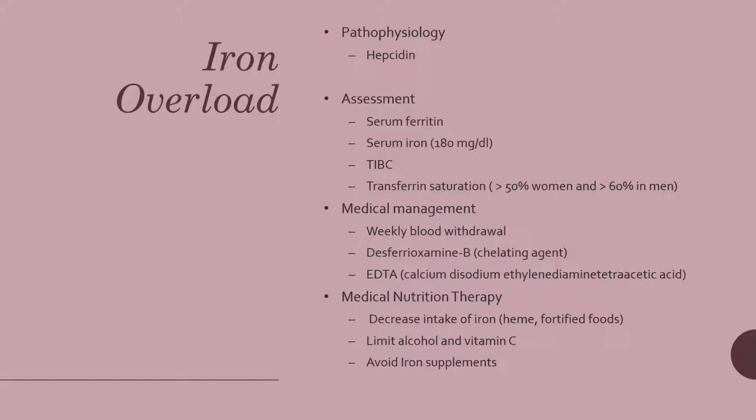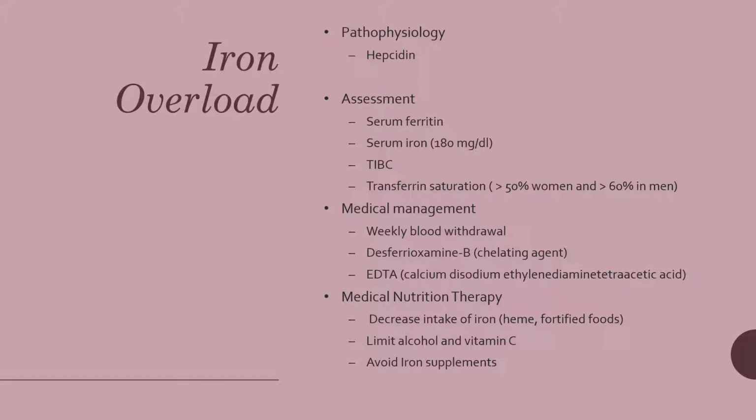The assessment for this is going to be looking at serum ferritin, serum iron, total iron binding capacity, and transferrin. The medical management is going to involve weekly blood withdrawal. There are chelating agents that can be given. This means that these are agents that will bind with iron and make it unavailable for absorption. And then we also can give EDTA, which again is going to help to kind of neutralize this iron inside the body.